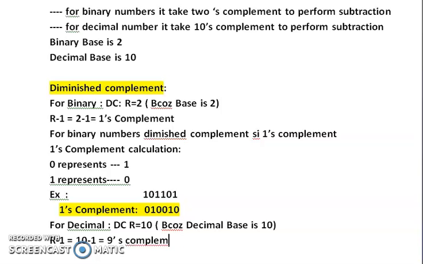9's complement for decimal numbers. So for example, the 9's complement value is 6. Let's look at the 9's complement calculation. So observe here.